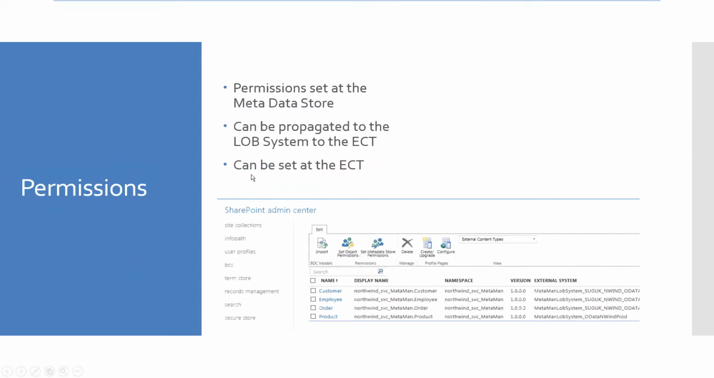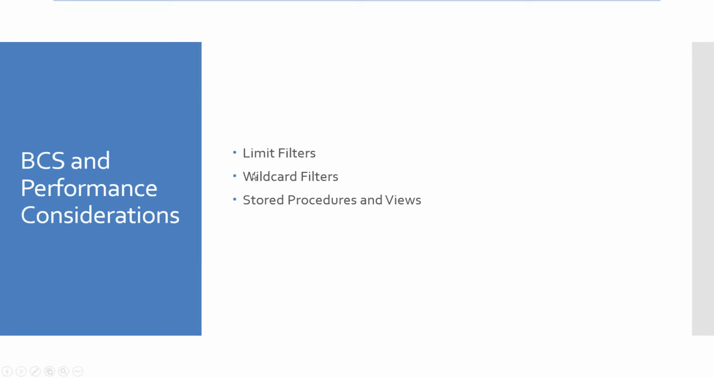And the permissions we saw. So at that point, just to introduce a couple of things, obviously we've got a number of people that have a concern around performance. So we talked about the limit filters already. It's a good idea when you create an external content type to set a limit filter. But if there's a big tip I can give you, it's to use the stored procedures and views inside your database and not the table itself. That way you can create the subset, do your filtering of data on the database server, and then expose that data to business connectivity services.